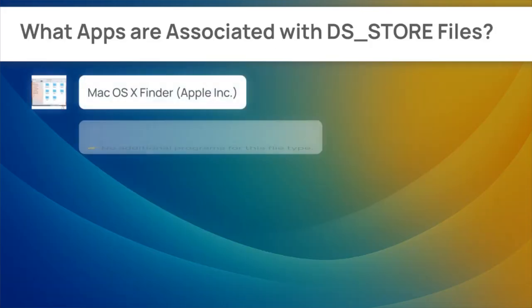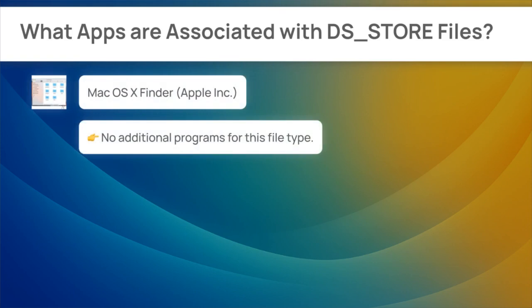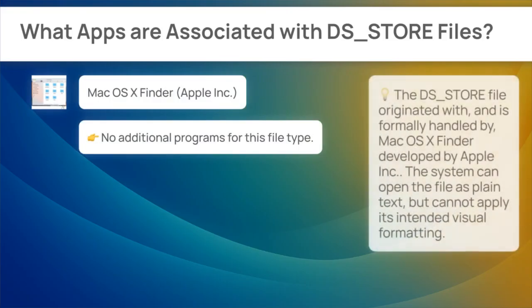The essential opener for the DS Store structure is macOS X Finder developed by Apple Inc. The system can open the file as plain text, but cannot apply its intended visual formatting. Windows shows only general attributes, so using the file meaningfully requires appropriate software.